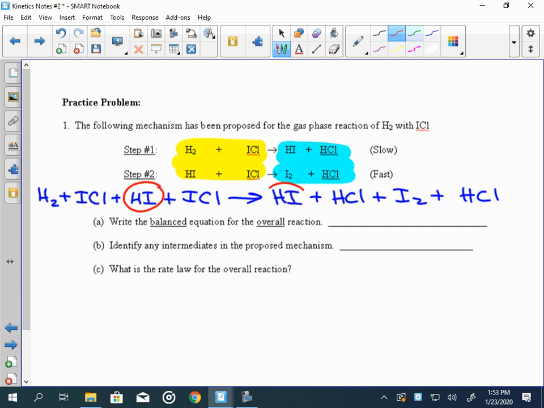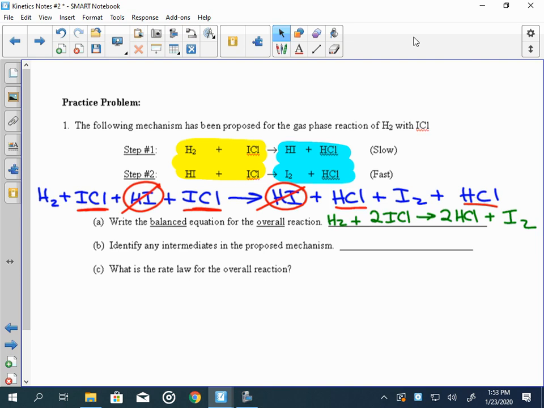HI, goodbye. If they're on the same side, we add together. We combine. If they're on the same side, we combine. And so, look at this. Here we go: H2 plus 2 ICl, arrow, 2 HCl plus I2.